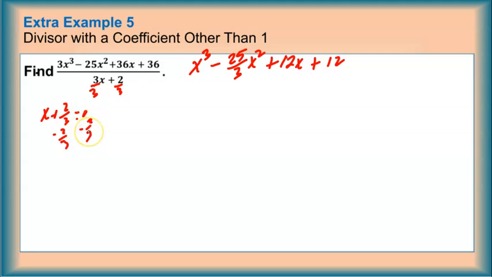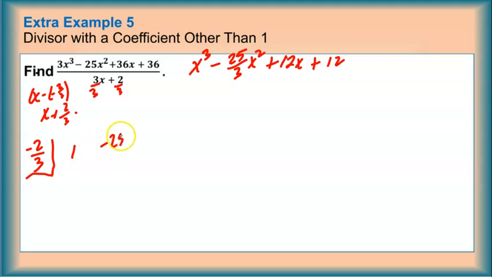If I make that equal to 0, I would have to subtract 2/3. Or let me do it the other way, like how I was doing it before. I want this to be x minus a. So this is really x minus a negative 2/3. So our a is negative 2/3. So that's what I'm going to do the synthetic division with. And I'm going to put the coefficients of my new polynomial here, which would be 1, negative 25/3, 12, and 12.